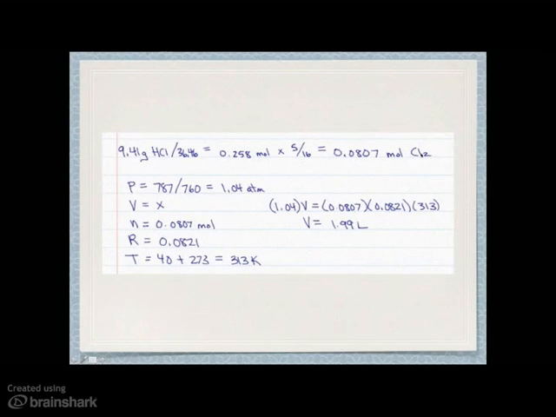Now, because you have the moles of Cl2, you can plug it into PV equals nRT because everything now matches up. So for instance, you have 787 millimeters of mercury, change that over to atmospheres, volume you're looking for, n, you have it, so 0.0807 moles of Cl2. You have the R, temperature was 40 degrees, make sure you add 273 so that you have 313 Kelvin. Then just plug it into PV equals nRT and solve for V, which in this case is 1.99 liters.